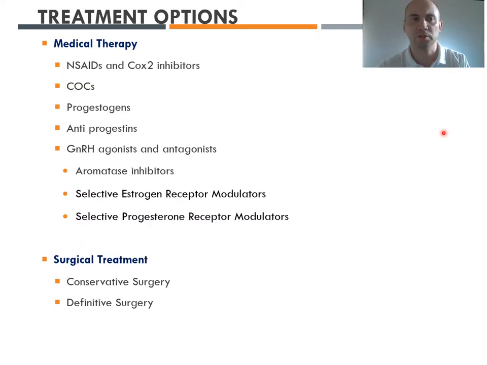Treatment options: medical therapy and surgical treatment. The medical therapy can include non-steroidal anti-inflammatory drugs, cyclic oral contraceptives, progestins, antiprogestins, gonadotropin-releasing hormone agonists and antagonists, aromatase inhibitors, selective estrogen receptor modulators, and selective progesterone receptor modulators. Surgical treatment can be conservative surgery or definitive surgery.